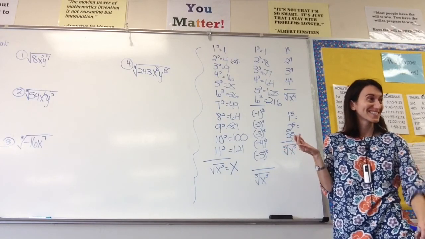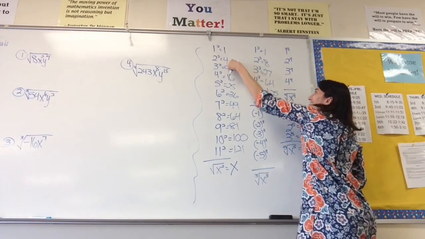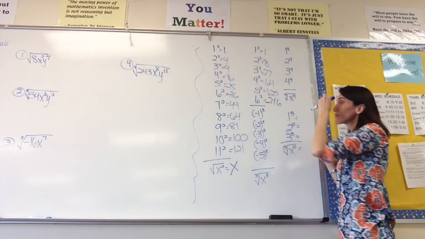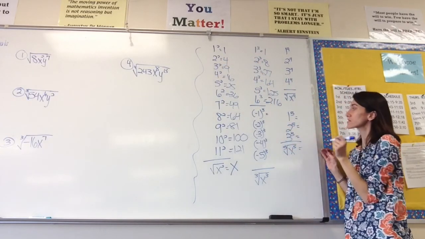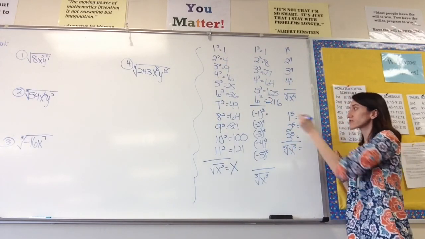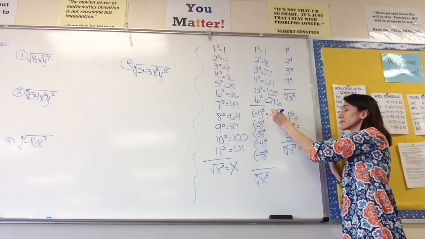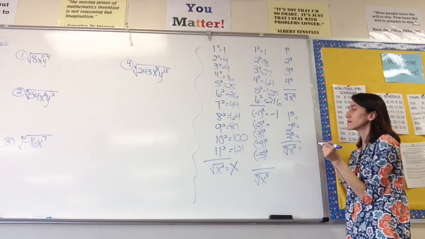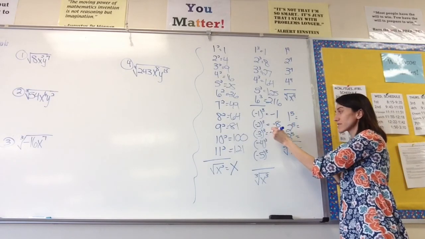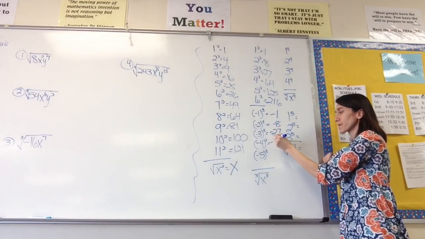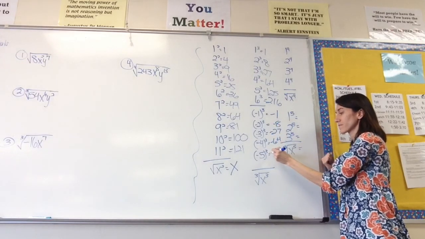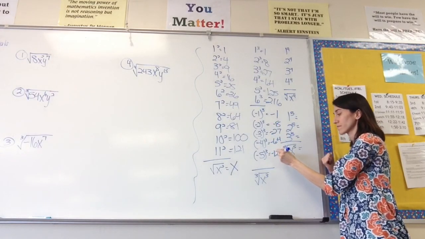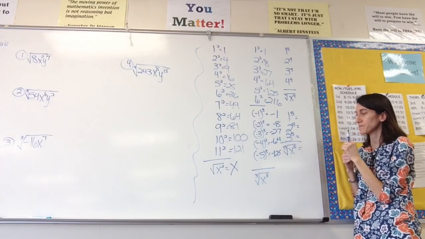But how come it's different on cubes? Because it's cubed. Negative 1 cubed is negative 1. Negative 2 cubed? Negative 8. So the same thing but negative, right? Negative 4 cubed is negative 64.